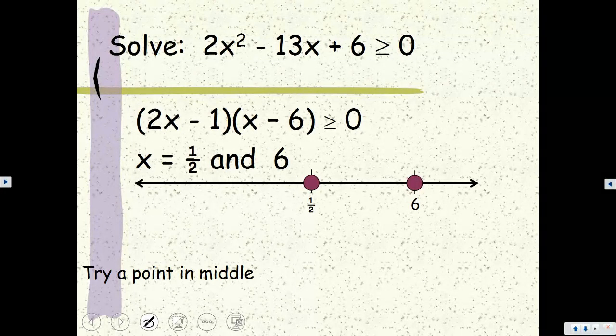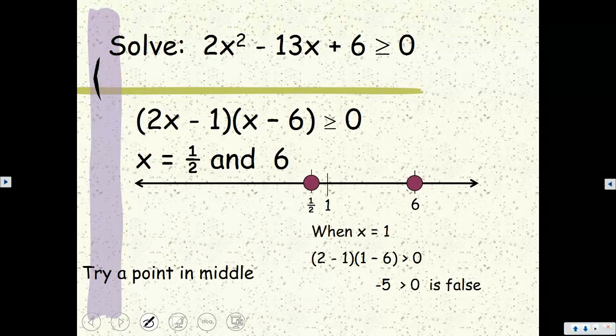So I tried a point in the middle, but you don't have to. I tried 1 because I thought it'd be easy to do, but maybe I'll try 0 and also use that one. So if I put a 1 in for x in the factored form or in the other form, 2 times 1 minus 1 and 1 minus 6, so I get what? 1 times -5, which is -5. -5 is greater than 0 is a false statement. That tells me that nothing in the inside is going to be filled in.